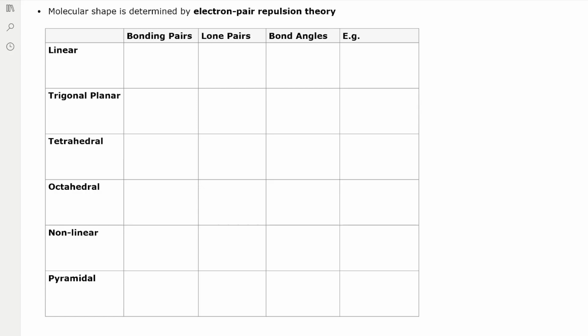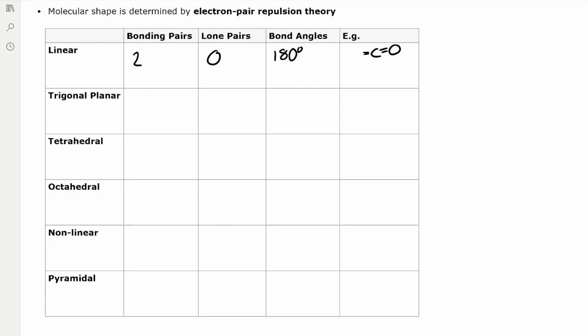And also it's good to know examples for each. So we have a linear shaped molecule, and this is where we have 2 bonding pairs and 0 lone pairs, and the bond angle is 180 degrees. So an example of a linear molecule is carbon dioxide, CO2, because we have 2 bonding regions, these double bonds.